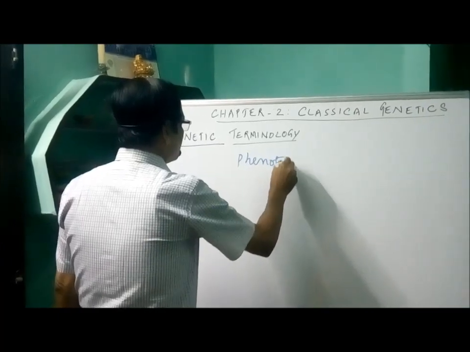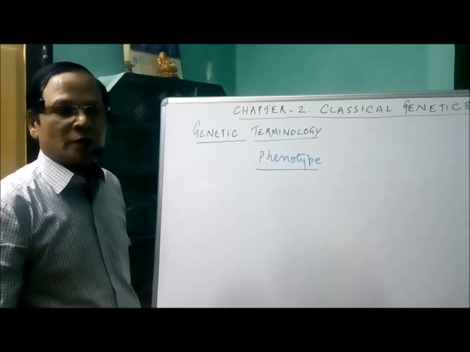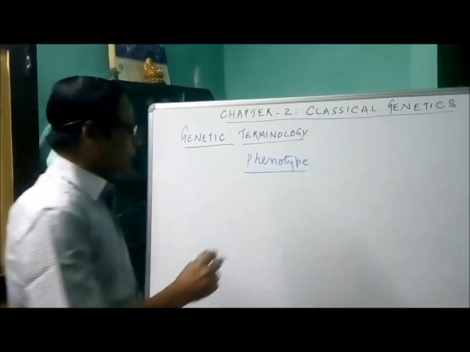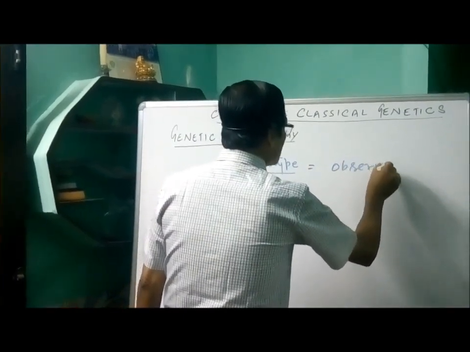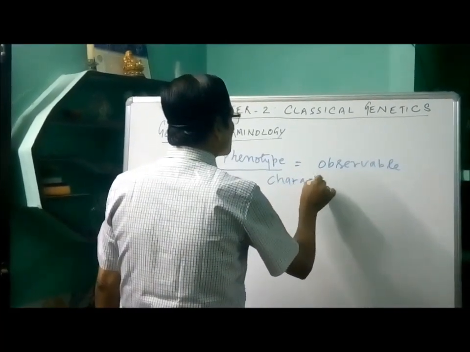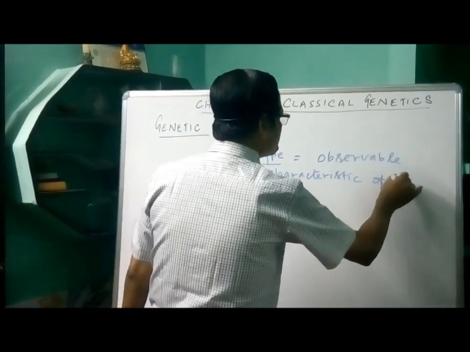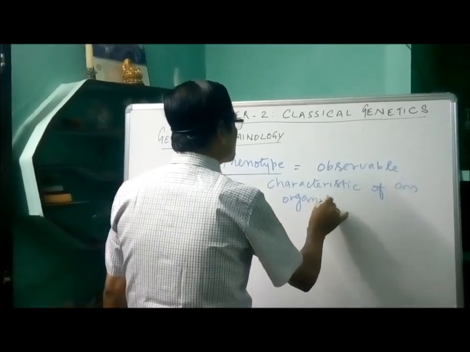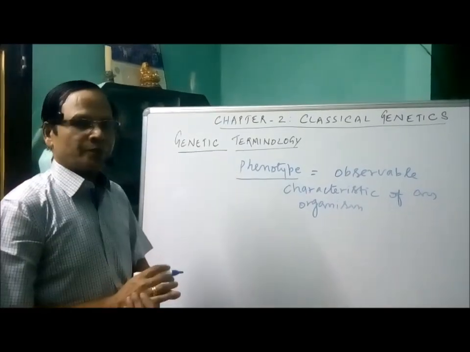What is phenotype? The external visible appearance of an individual. As per the book, the observable characteristic of an organism. This is the definition as per the book. So the visible appearance or observable characteristic of an organism is called phenotype.